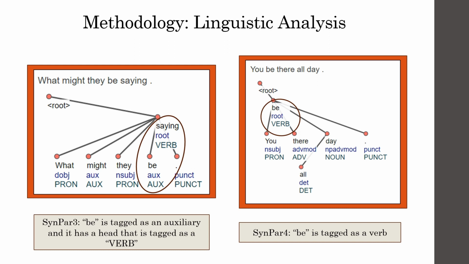The two remaining rules, SynPar3 and SynPar4, correlate to the habitual be. For SynPar3, we found that be is likely to be habitual if it is tagged as an auxiliary and has a head that is a verb, as shown in the first image. SynPar4 diverges from the typical understandings of be as an auxiliary, instead finding instances where be is labeled as a verb. These patterns not only confirm what is already published in linguistic literature, but also suggest new ways of understanding computational representation of African American English.